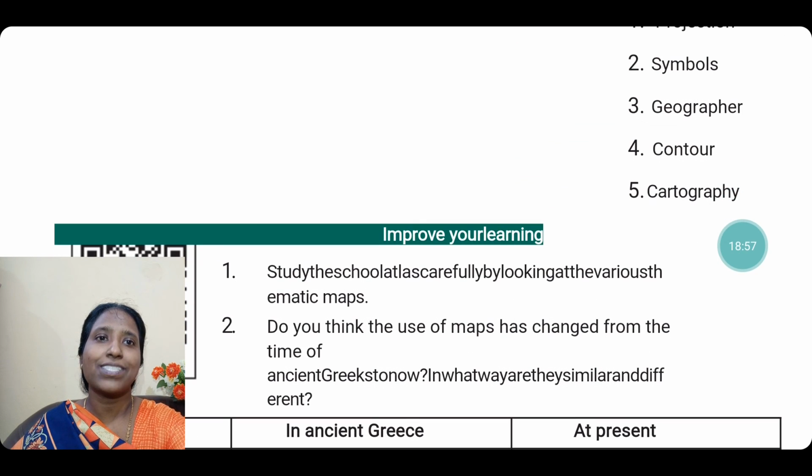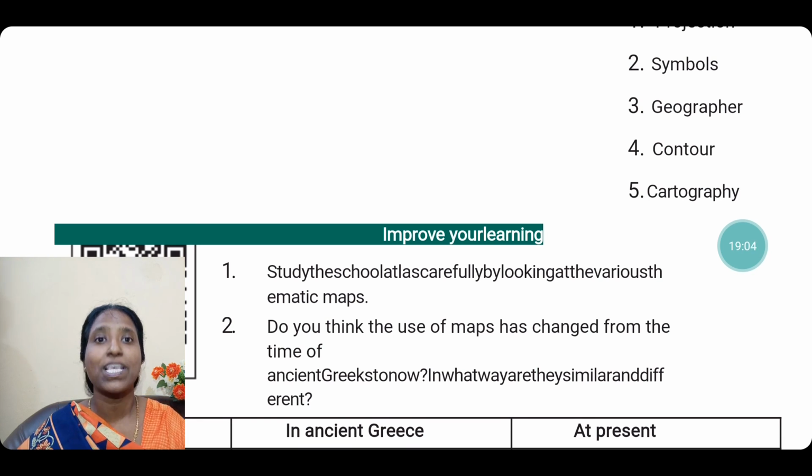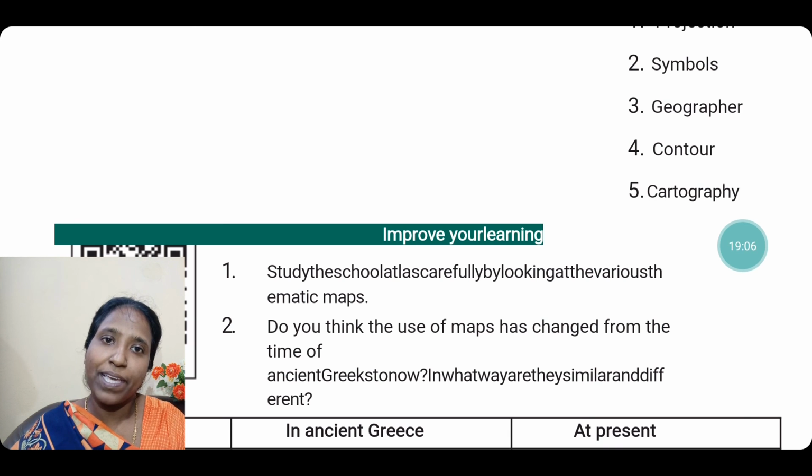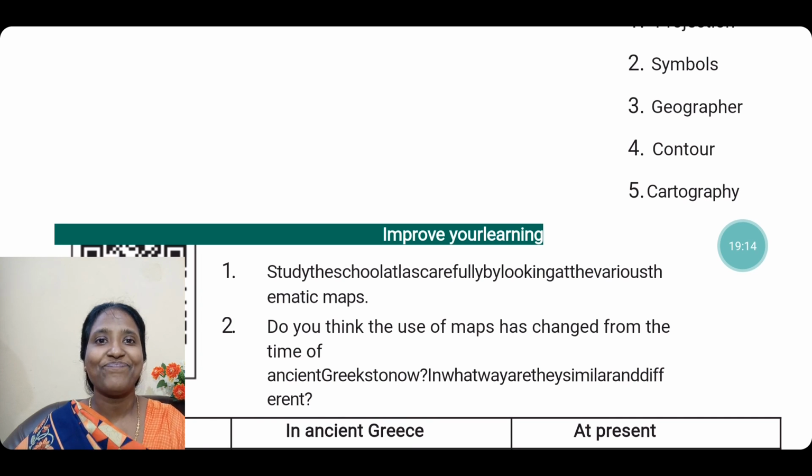Hope this session was useful to you in getting a gist of how to read maps, what the origin of maps is, how map making went on from the beginning till now, and how much evolution took place in map making.